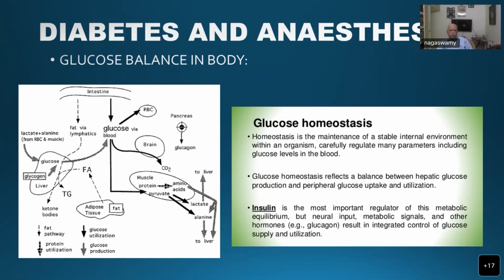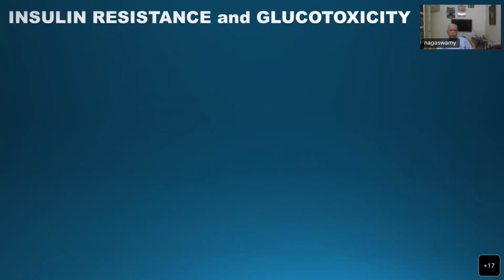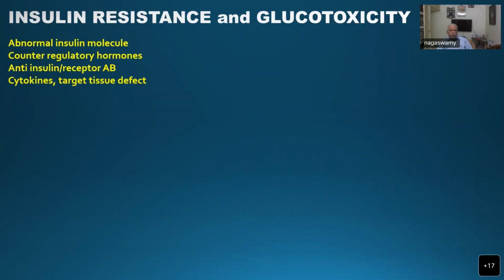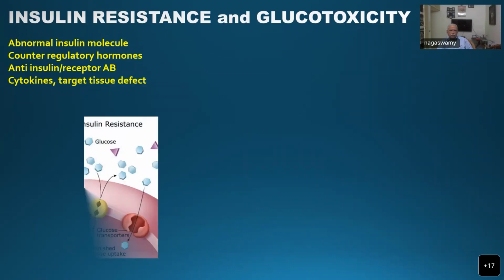So there are so many mechanisms which result in the glucose balance in the body, and abnormal insulin molecules or counter-regulatory hormones or anti-insulin receptor antibodies, cytokines are all the reasons for insulin resistance.